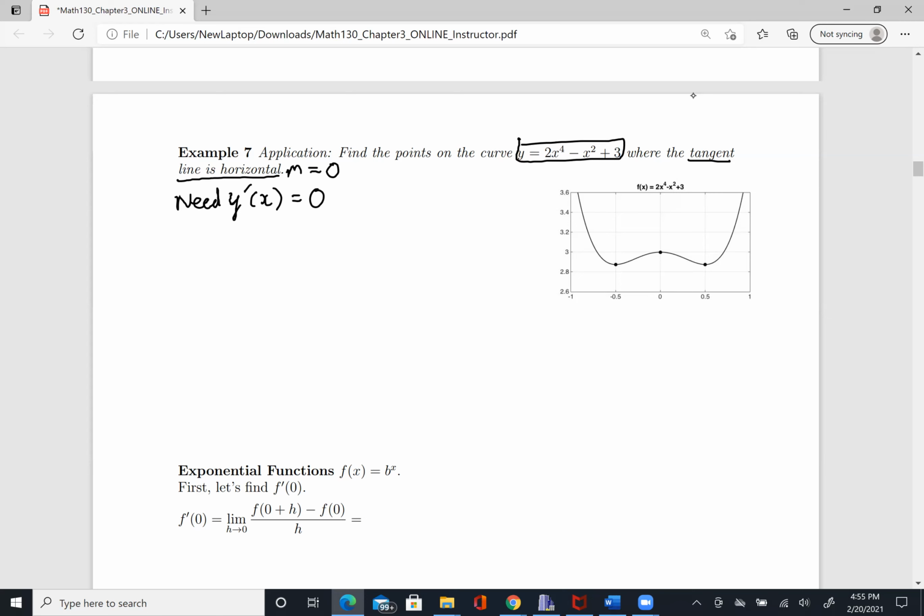Now you don't need to use limit stuff anymore. So you have y derivative of x equal to 2, put down 4, power 4, times x, new power is 4 minus 1, 3, minus 2, put down power 2, times x, power is 2 minus 1, 1, plus 3 derivative equals 0. The derivative of a constant equals 0.